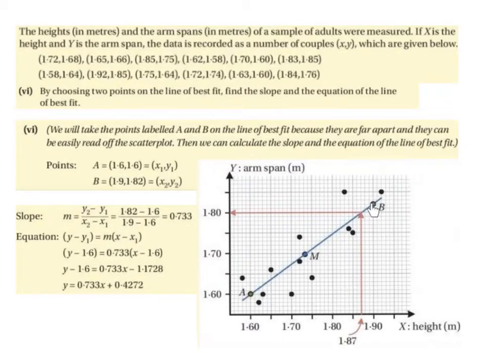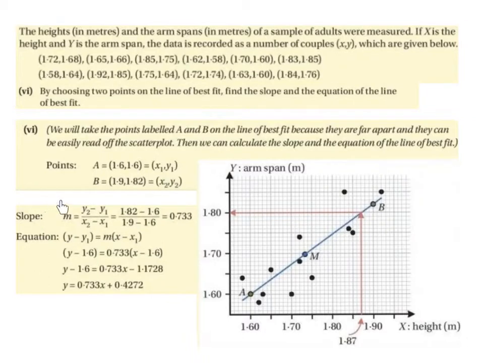Then the point B, which is on the other end of the line of best fit, we can see is the point 1.90 and 1.82. So the point A is 1.6, 1.6. We're going to let this be x1, y1. And the point B is 1.9, 1.82. We're going to let this be x2, y2. Then we can calculate the slope and the equation of the line of best fit.